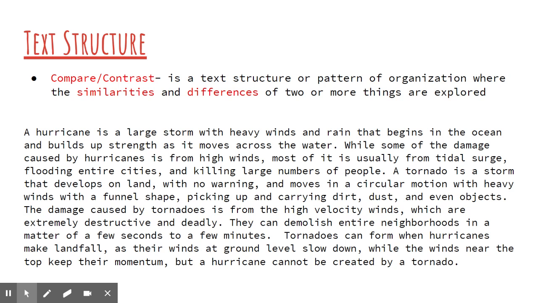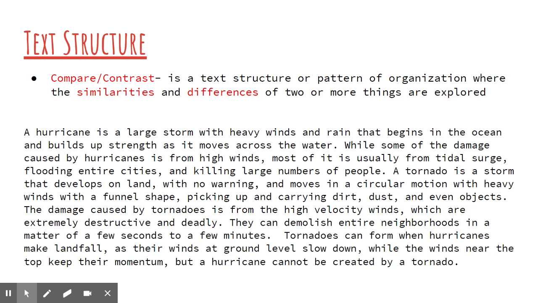So on one side you have all of the things that make a tornado. On the other side you have everything that makes a hurricane, and it talks about how they're similar and how they're different. Obviously they both deal with heavy winds. One is over water, one is over land. A tornado can become a hurricane, but a hurricane cannot form a tornado.